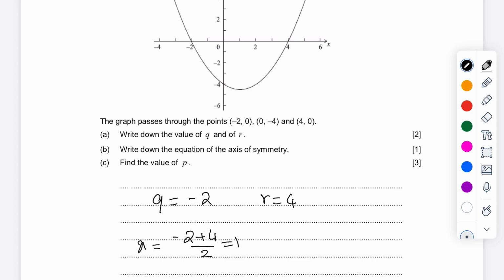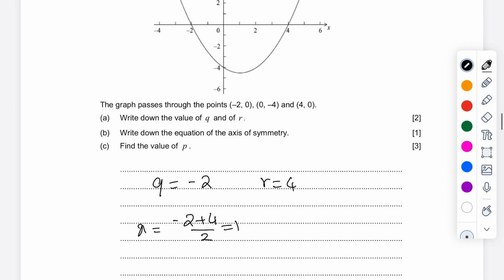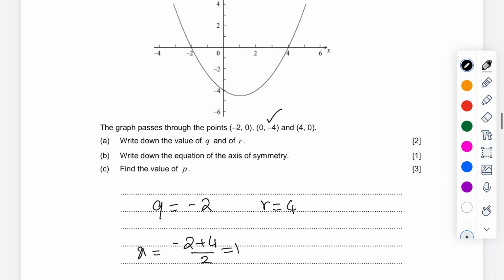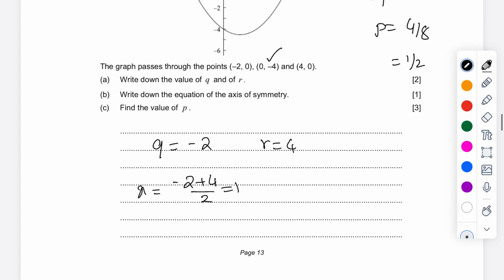Find the value of P. So now, what is that? We know that it is having a y-intercept of 0, negative 4. So we can plug in 0, negative 4. Negative 4 equals P times of 0 minus Q, which is nothing but what? 0 minus of minus 2, which is plus 2, and 0 minus R, so minus 4. So it becomes minus 8p equals minus 4. So p equals 4 upon 8, which equals 1 upon 2.